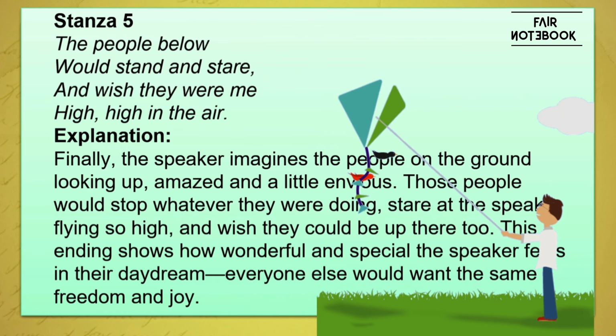Stanza 5. The people below would stand and stare and wish they were me high in the air. Explanation. Finally, the speaker imagines the people on the ground looking up, amazed and a little envious. Those people would stop whatever they were doing, stare at the speaker flying so high, and wish they could be up there too. This ending shows how wonderful and special the speaker feels in their daydream. Everyone else would want the same freedom and joy.